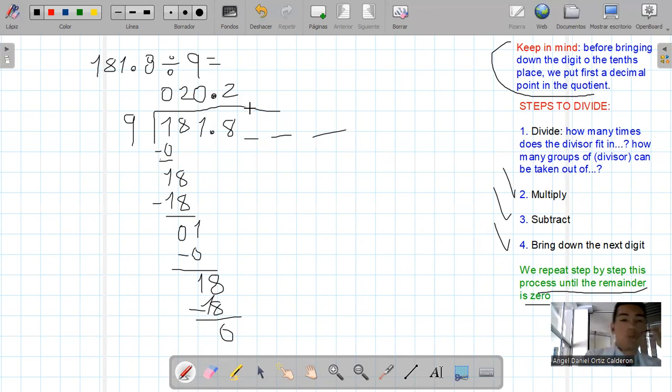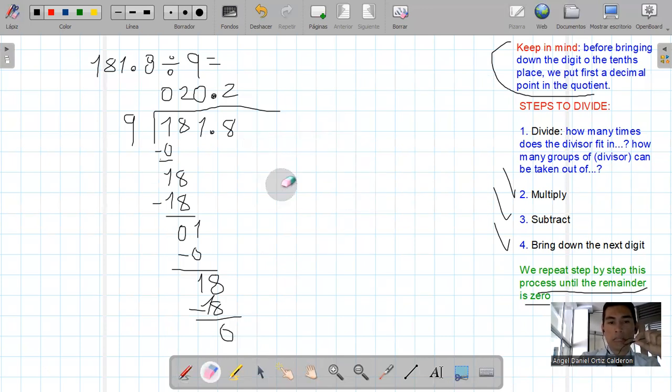We are allowed to continue the division by bringing down the 0 here, the 0 right here, and so on. But we won't change the value of the quotient, because adding several zeros in the quotient won't change the value at all, right?